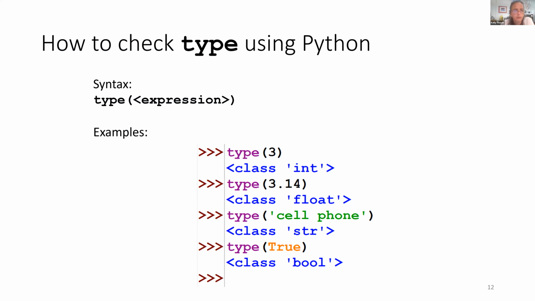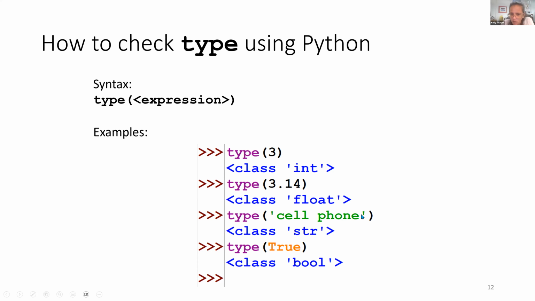How can you check the type in Python? Well, you can just ask Python to tell you. You would use the keyword type, and then you'll have these parentheses here, as we do for all Python functions and methods, and then we would put an expression inside. So here are some examples. Suppose we want to know, Python, what is the type of 3? And it tells us class int. This tells us it is an integer. Python, what is the type of 3.14? Oh, it's a decimal number. It's a float.